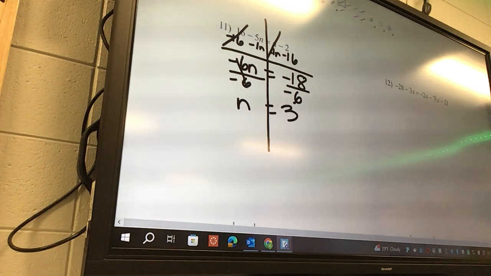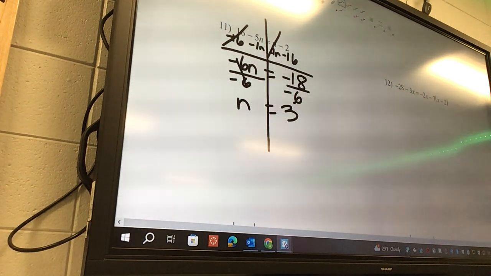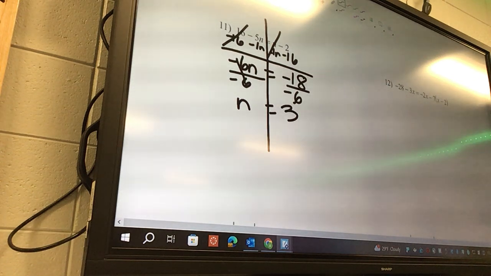Okay, the next section all have these bars. What do the bars mean? Anybody remember? They do mean absolute value. Okay, so on the bars, you should have 2 answers for every problem. Okay, 2 answers.